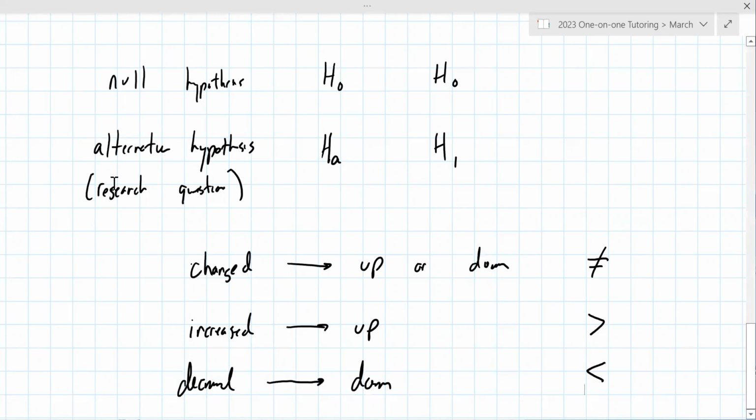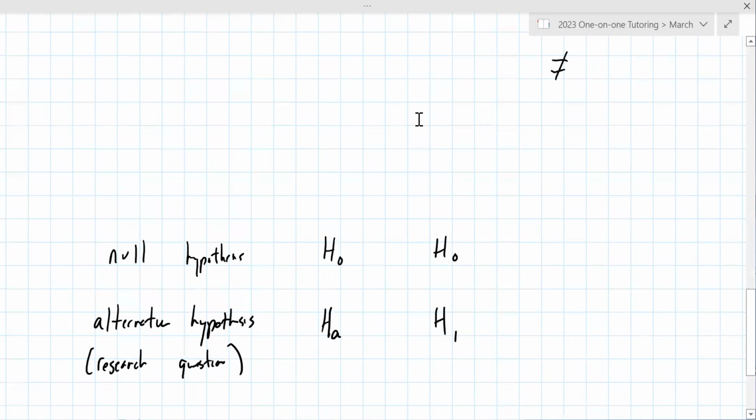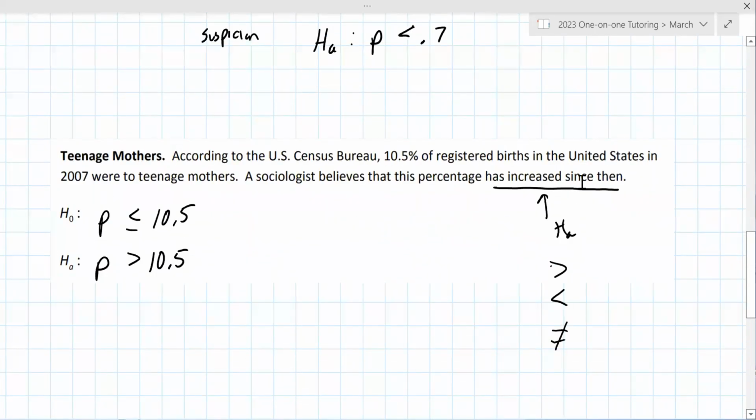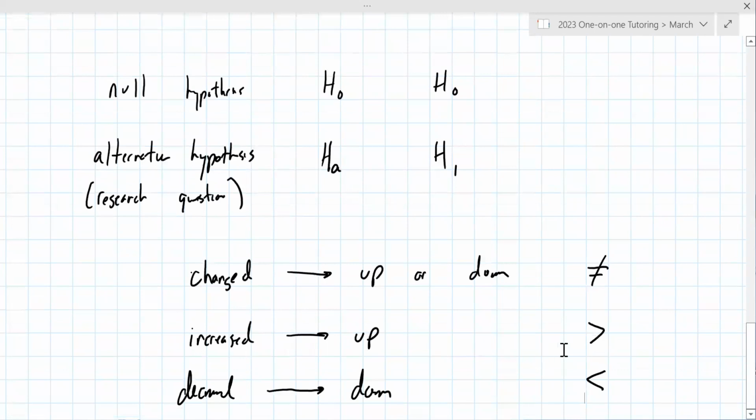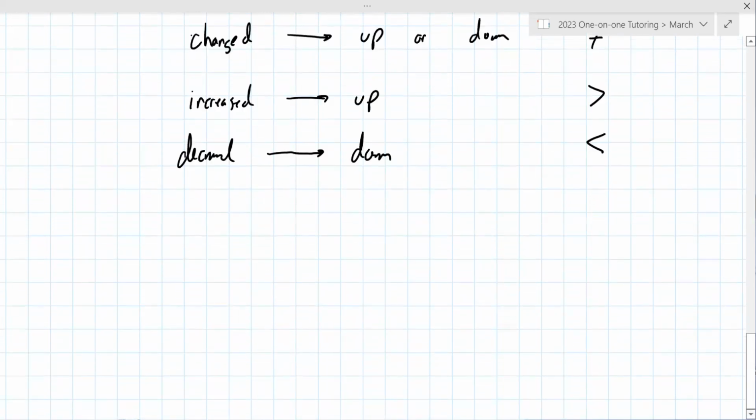Now, this is kind of the standard stuff. This is like 80% of the time. There are tons of exceptions that could come up, but it's kind of a keyword search. Like in the last problem, it said the sociologist thought that this percentage has increased. Well, that's how we knew it was a greater than. But for example, when you swim, if you get faster or you increase your performance, that actually means your time went down. So occasionally there are these opposites of what you think it should be.